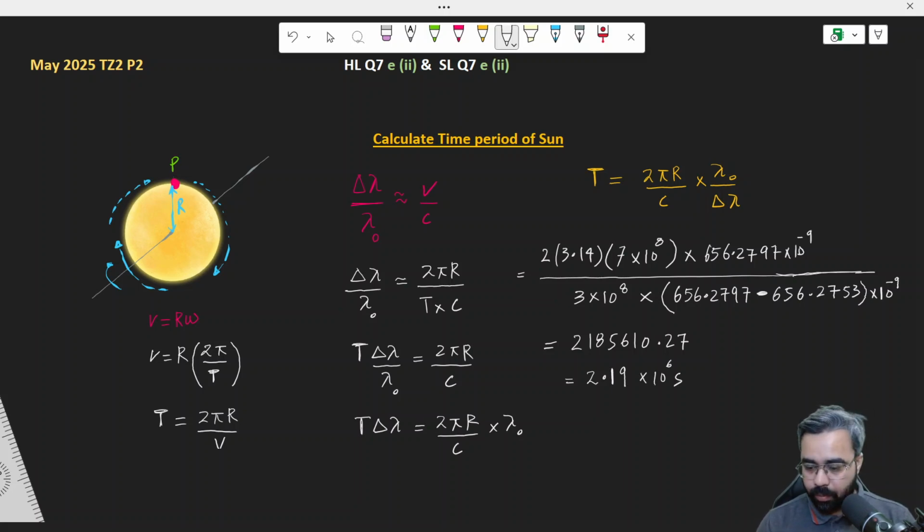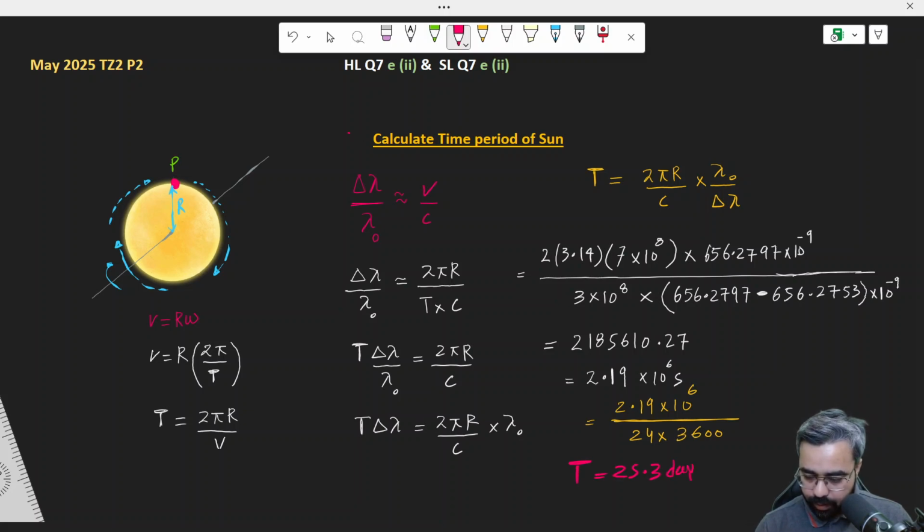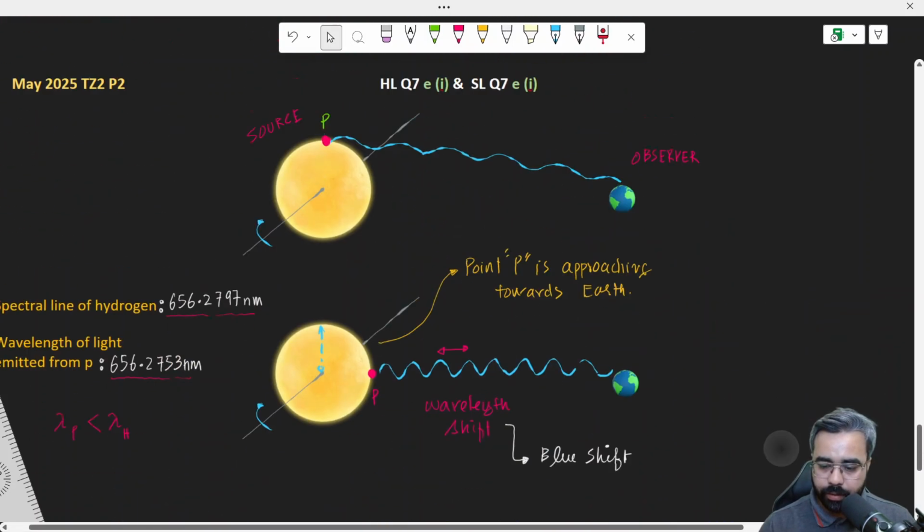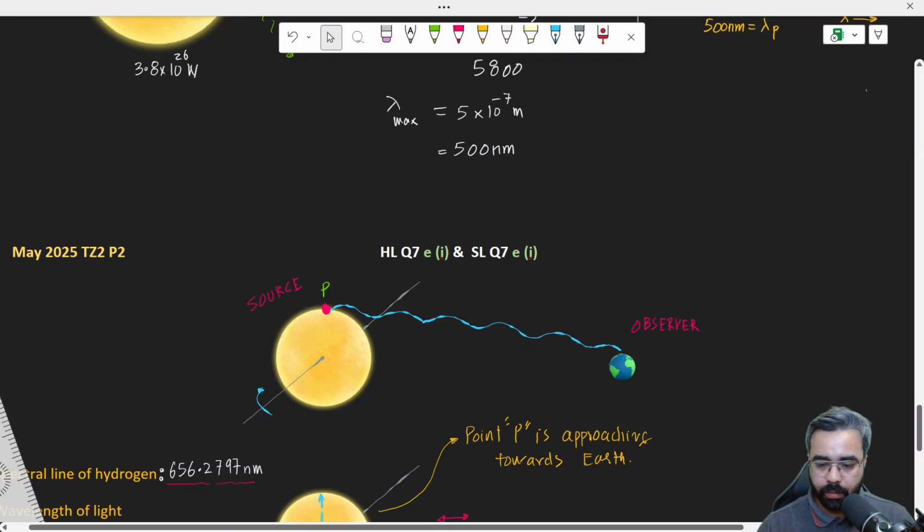But it's better to convert it into days, to see how much time the sun takes to complete one rotation in its rotational motion. For this we divide our answer by 24 hours in one day and 3600 seconds in 1 hour. So finally our answer is 25.3 days. This is the time period of the sun, and I hope that all of this solution was helpful for you.